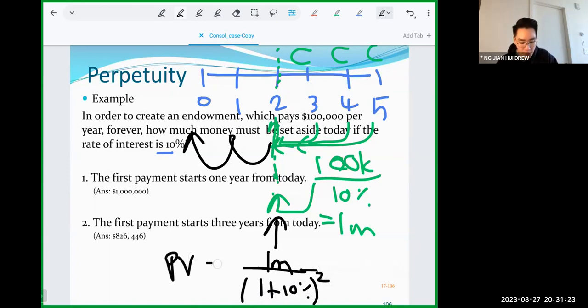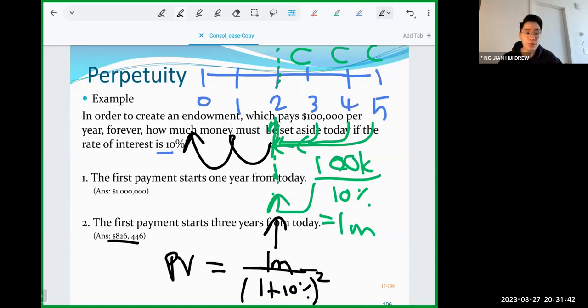So this is the PV formula. If you reference back to the PV slides, PV equals FV divided by the rate to the power of the number of periods. So this is what I do. If you type this in, you should get this answer here.